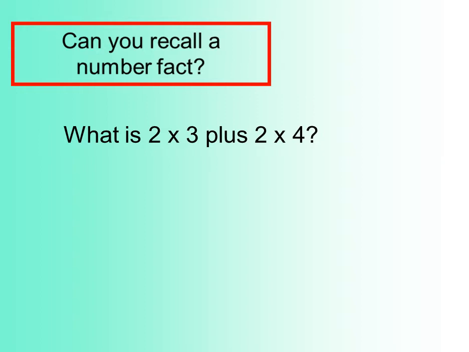So work out your multiplications first. 2 times 3 and 2 times 4. And then add your totals together. Pause the video while you work that out. So 2 times 3 is 6, 2 times 4 is 8, 6 and 8 make 14. Well done if you got that right.